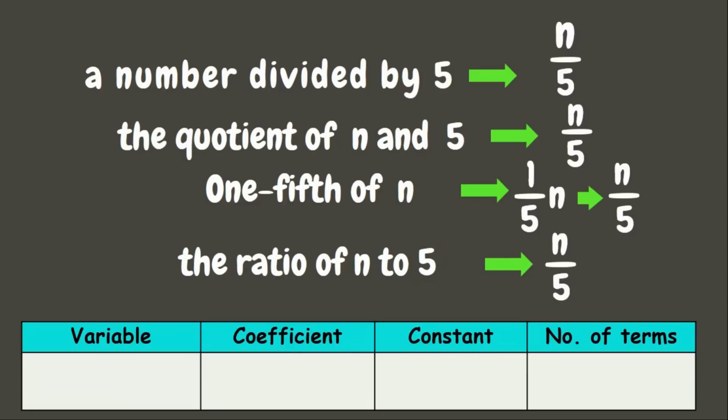Now our variable here is the letter n, while the coefficient here is 1/5, as this is the factor or the number being multiplied to the variable n. Next one is the constant. Here we cannot see a constant, so that will be 0 or none. While the number of terms, since there's no addition or subtraction that separates the terms, this means that we only have one term. Great job!